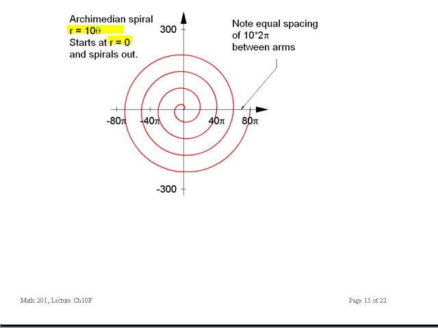And if you look, you'll notice that the spacing between the arms is 2 pi times A. In this case, A is 10, and the spacing is 20 pi. That occurs between every arm of the spiral as it winds out. And so that's your Archimedean spiral.